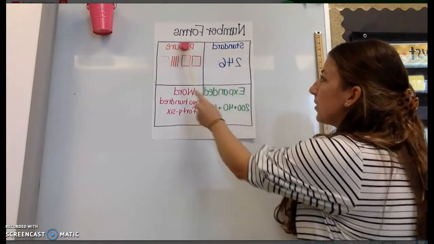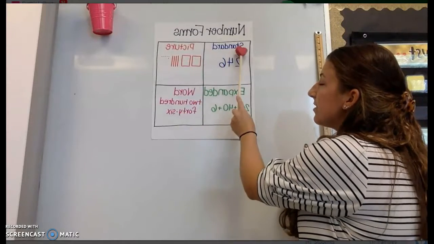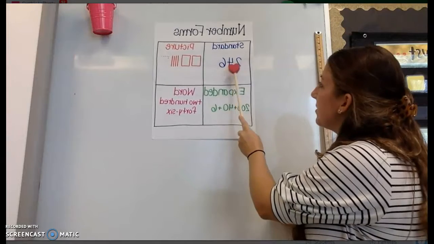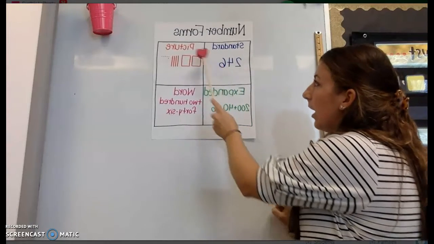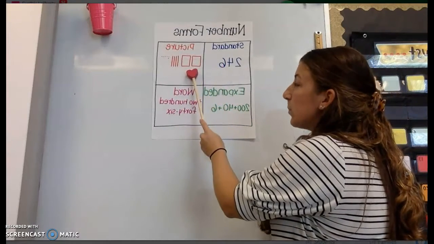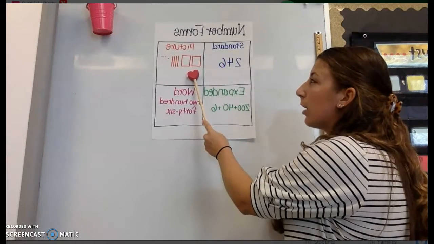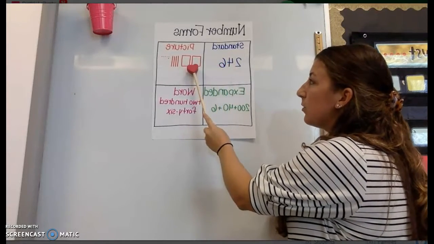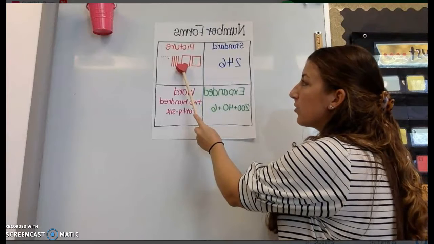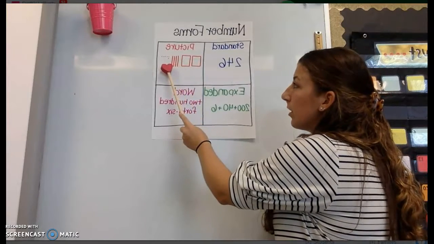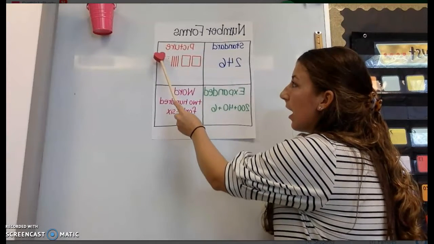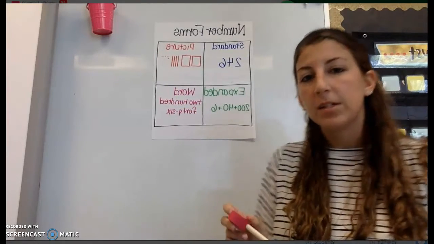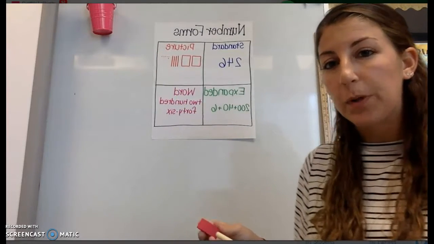So the four different types are shown here. Standard form is when the number is written using the digits. So this number is 246. The picture form uses pictures to represent or show that number. So when showing 246, I would use 2 squares for the hundreds, 4 lines for the tens, and 6 dots for the ones. You might have used something different in second grade to represent your picture form.